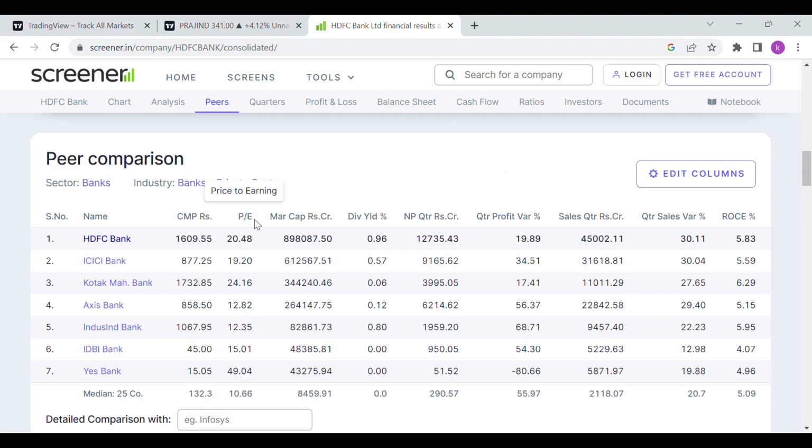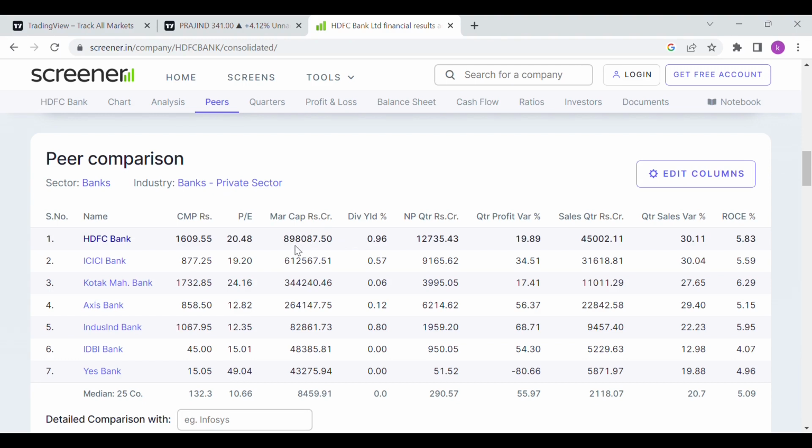Then if you come down, there is a peer comparison: HDFC current market price, other banks' market price and earnings ratio. If you invest in one stock of HDFC, how much it will give you, that is the projection. Then market capitalization is 8 lakh 98 thousand 87 crores, its total value. Market capitalization is total outstanding shares multiplied by the price. Then profit and loss also you can study, how the revenue is growing.